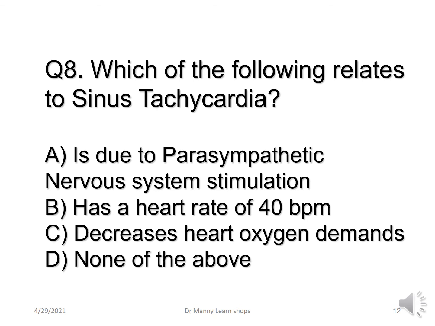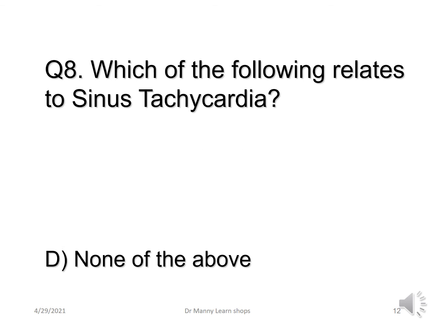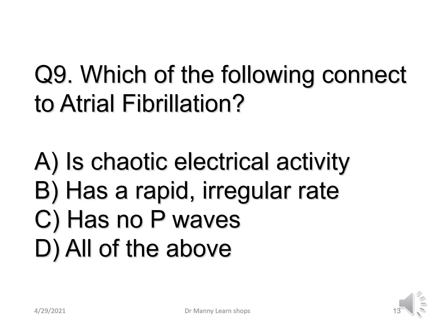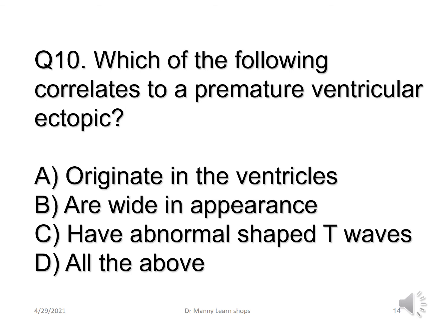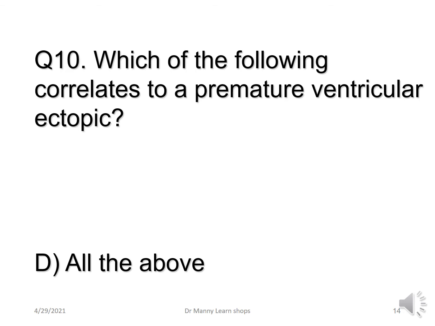Which of the following pertains to sinus tachycardia? Is it A, B, C or none of them? The correct answer is it's got nothing to do with them. None of them relate to sinus tachycardia. 9. Which of the following connect to atrial fibrillation? A, B, C or D? The correct answer is all of them. Which of the following relate to premature ventricular ectopics? A, B, C or D? The answer is D, all of the above.